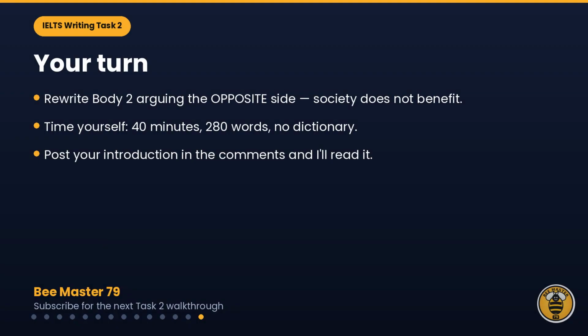Your turn. Write body paragraph 2 arguing the opposite side. Time yourself 40 minutes, 280 words, no dictionary. Then post your introduction in the comments and I will read it.